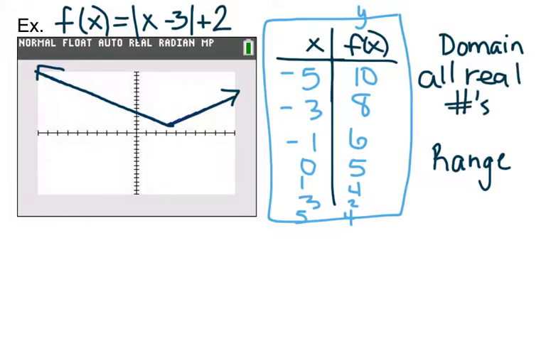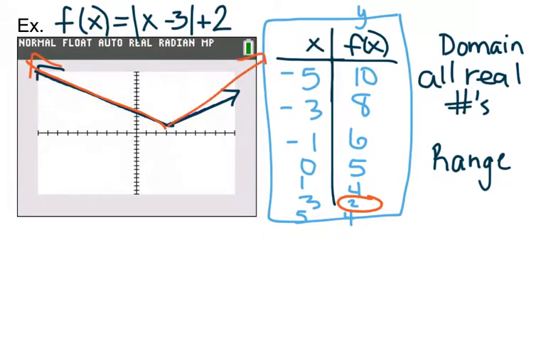Okay. The range is a little bit different. The range definitely stops going down at a certain point. If you're looking at your table, you're looking for what's the lowest y value it has. So the lowest it ever goes is 2. But then it goes up to 4, 5, 6, 10. It's going to keep going up and up and up forever and ever.